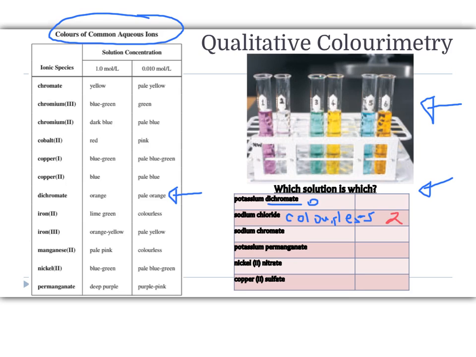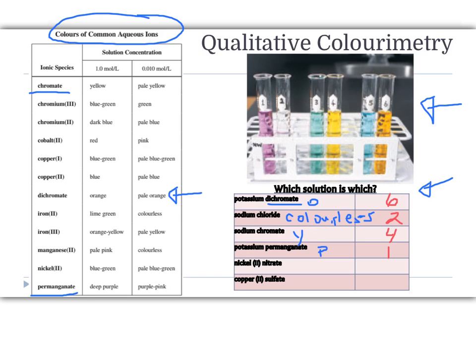The next one is sodium chromate, and you can see up here that chromate is going to produce a yellow color, so I'm going to put a Y beside it. And based on the dichromate above being orange, I'm going to say that the dichromate is going to be number 6, and the chromate is going to be number 4. The next one says permanganate, and permanganate says a deep purple, so I'm going to give it a P. And the only one that is purple is going to be number 1.